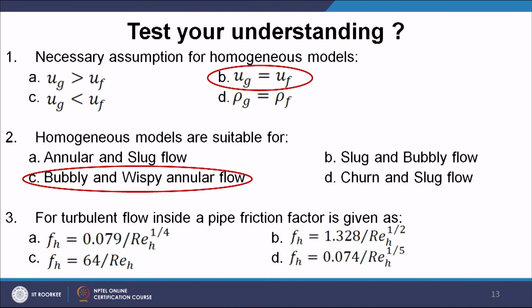Let us see the third question. For turbulent flow inside a pipe, the friction factor is given as, so 4 different equations we have given for turbulent flow. Which one is the correct answer? All of us know from fluid mechanics knowledge. So, the correct answer is F h equals 0.079 divided by Re h to the power 1 by 4.